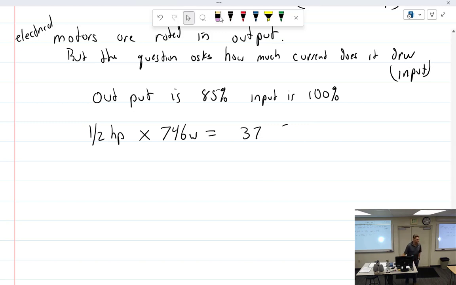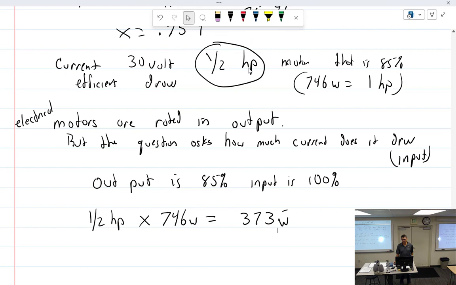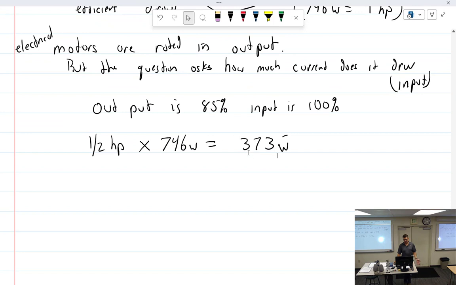Somebody else tell me. 373. It's right in front of me, all I do is read it. 373 watts. Everybody follow me so far? I have a 1/2 horsepower motor output. How many watts is that? Half of the 746 watts in 1 horsepower, so it's 373.